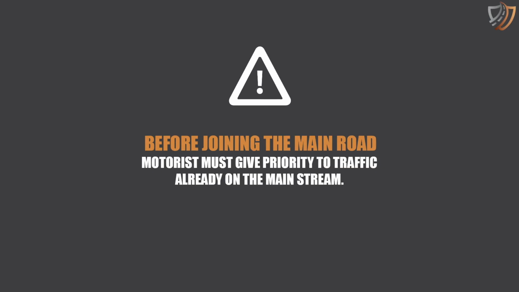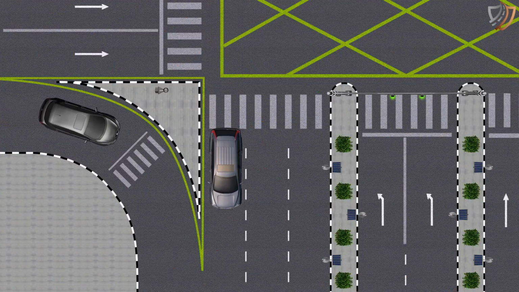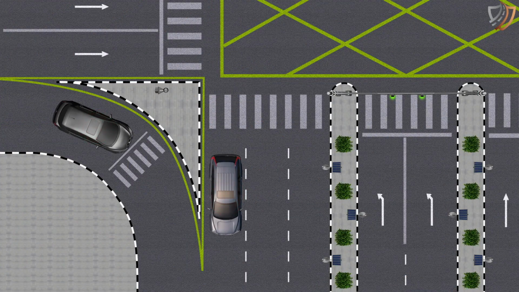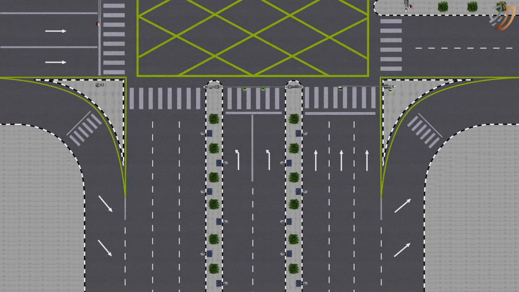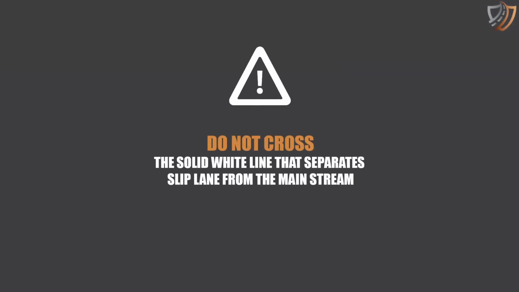Before joining the main road, motorists must give priority to traffic already on the main stream. Check traffic and match speed to fit safely into the traffic flow on the lane next to the slip lane. If the slip lane continues for a little longer, consider changing the indicator to left before entering the open lane next to the slip lane on the left. If the traffic flow is heavy in the mainstream, motorists may drive till the end to adjust in the flow of the traffic. Remember, do not cross the solid white line that separates the slip lane from the mainstream.